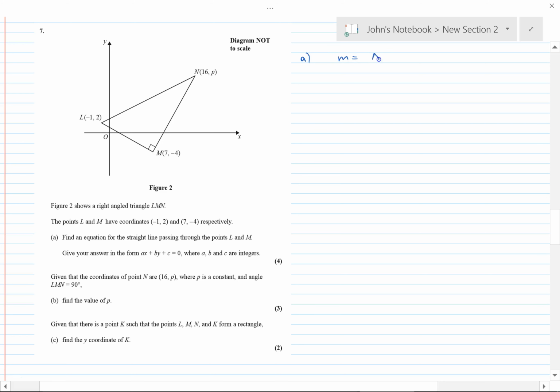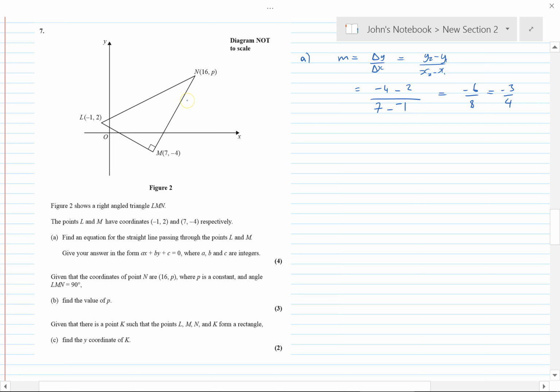The gradient of LM is delta y over delta x, or the change in y, or you can say y2 minus y1 over x2 minus x1. You don't have to say all of these. In fact, you could just put it straight in if you want as well. Change in y, so let's say change in y, it's going from minus 4 to 2, over change in x, which is going from 7 to minus 1. So that gives me minus 6 over 8, which is minus 3/4.